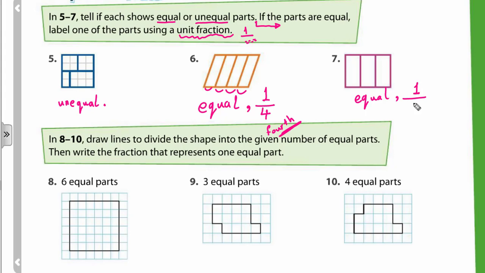Yes, Muhammad. How many parts do we have? 3. Okay, can you read this fraction? Third. Yes. Okay, thank you, Muhammad. Great work. And my heroes, let's move to the next question.